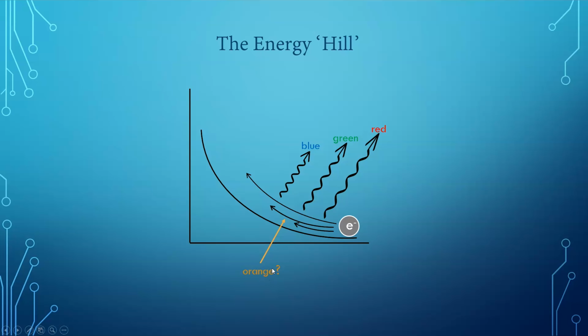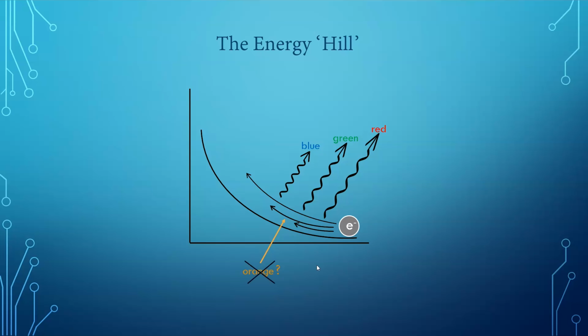Now suppose I wanted to make orange light come out of my atom. Logically, since orange falls between red and green, if I were to kick the electron farther than I did for the red photon, but not as far as I did for the green photon, I might expect to get orange light. If I wanted yellow, I might kick it here. If I wanted violet, I'd kick it up here. Logically, we should be able to produce all the colors of the rainbow just by varying how much energy we put into the electron and how far we kicked it.